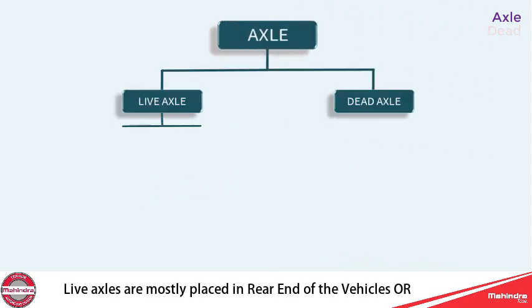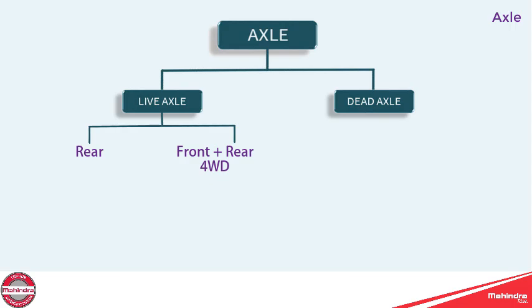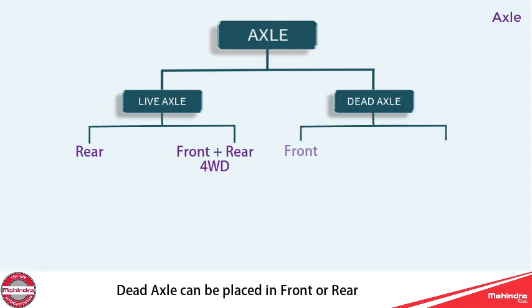Live axles are mostly placed in rear end of the vehicle, or some of the four-wheel drive vehicles will have both front and rear axles as live axles. Dead axle can be placed in front or rear, depending on front wheel drive or rear wheel drive type of vehicle.